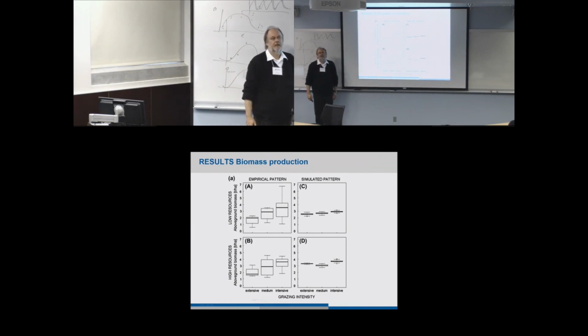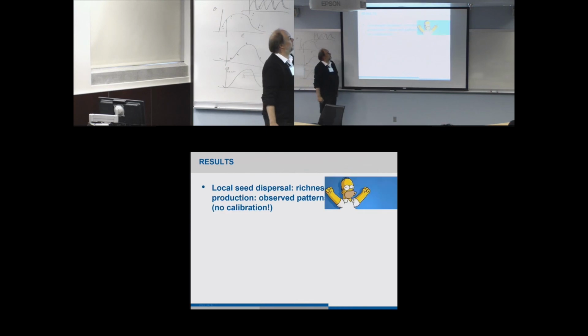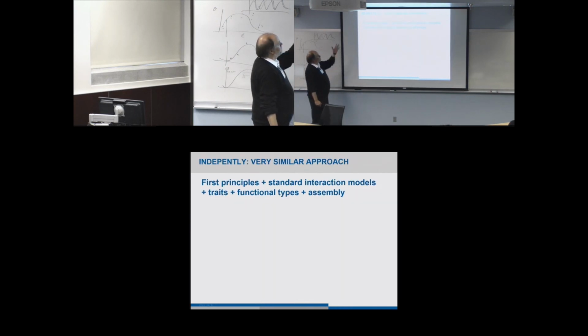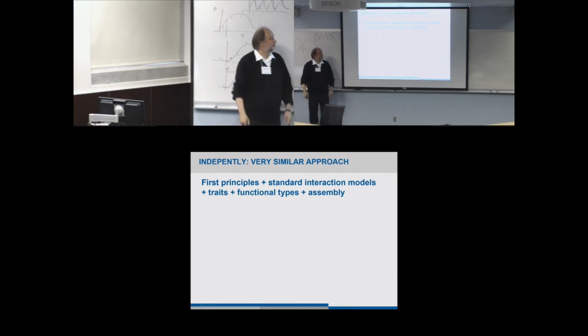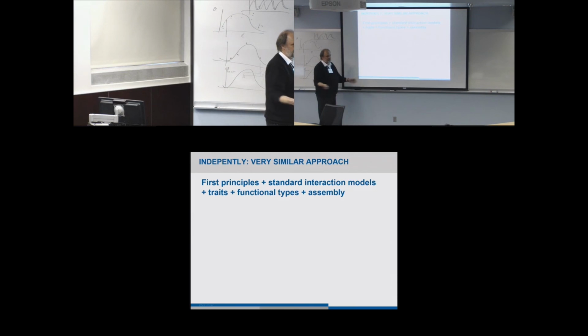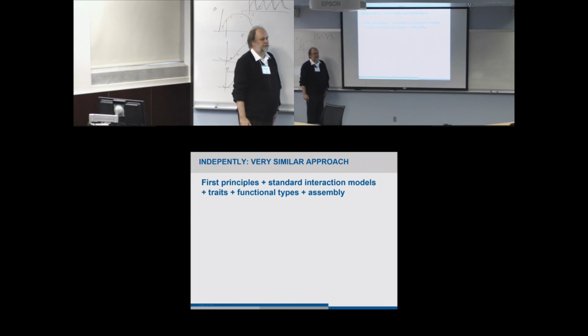So you can see if you use first principles, in this case, it was a standard submodel of interaction, sigmoid growth model, and you use traits, which allows you to define functional types. Then you use assembly, put them together, let them interact, and just see what happens. You get relatively fast results. I was really surprised by this.